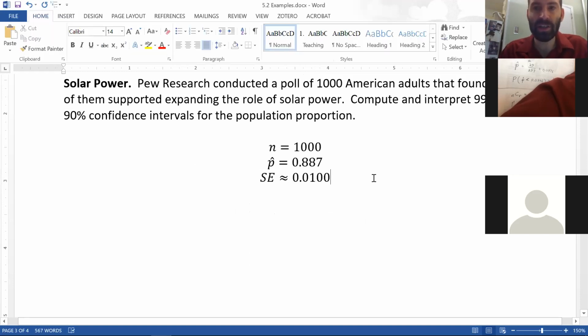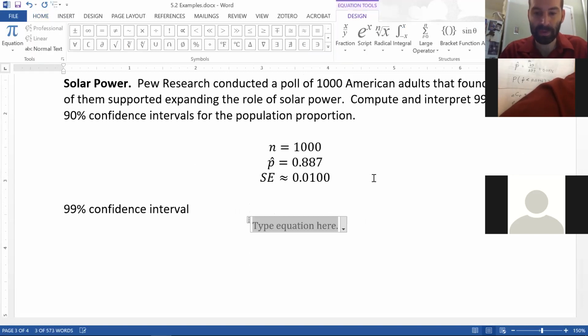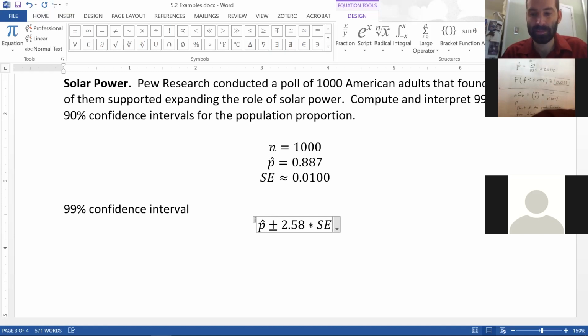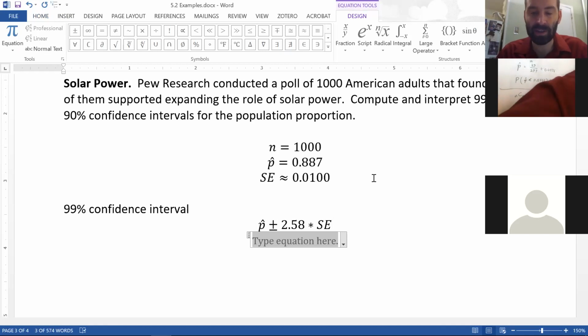The thing that's going to change here is our confidence interval. So our 99% confidence interval is going to be P hat plus or minus 2.58 times the standard error. Okay, that's the difference. Instead of 1.96 times the standard error, it's 2.58 times the standard error. So P hat is 0.887.